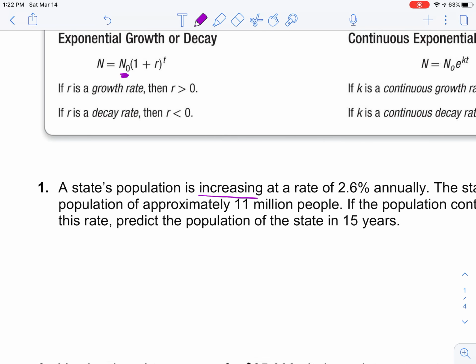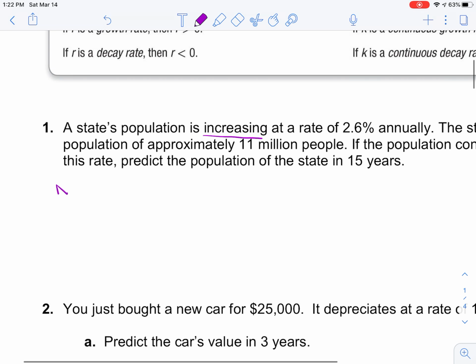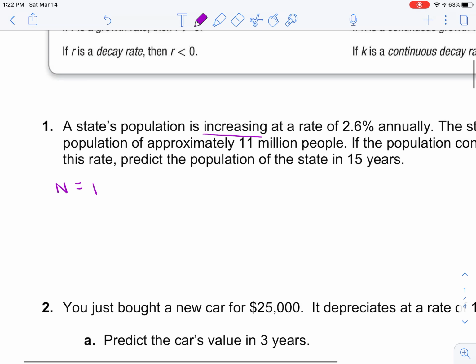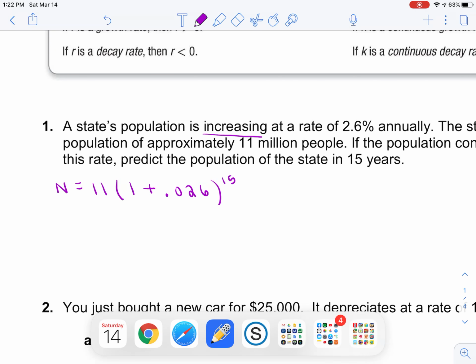So for this problem, we are going to let N equal the initial population, which was 11 million people. We can just put 11, but keep in mind the answer we get will be in millions. And then from there, we can do 1 plus 0.026, all to the 15th power, 15 representing the amount of time.